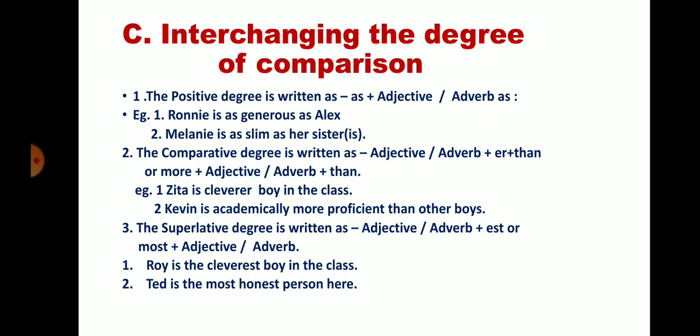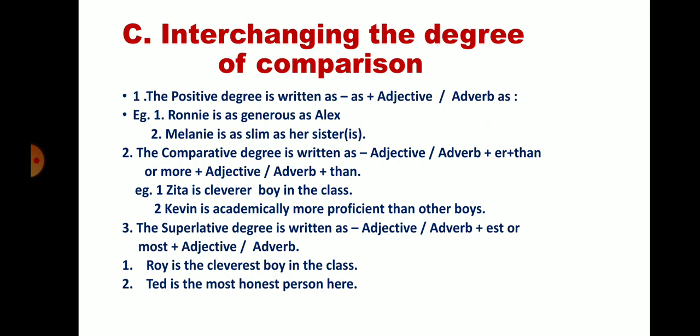So when you change the degree of comparison into positive, it has to be like: Ronnie is as generous as Alex, Millian is as slim as her sister. By adding as before and after the positive degree, it becomes a positive degree. The comparative degree is written as adjective or adverb plus er, or more plus adjective, plus than.